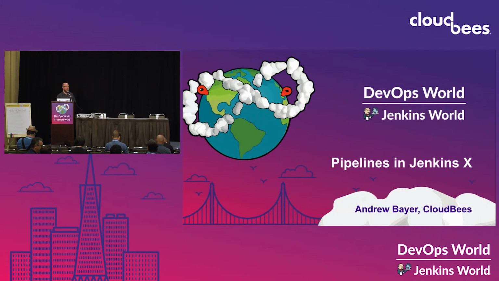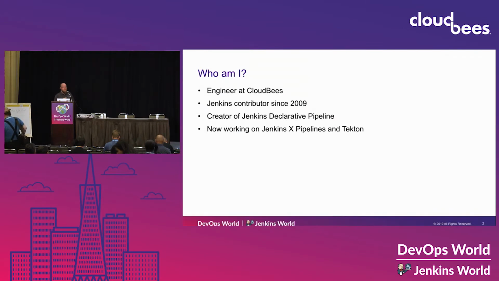Let's get started. This is Pipelines in Jenkins X. My name is Andrew Baer. I'm an engineer at CloudBees, long time contributor to Jenkins, Hudson, et cetera. I created Jenkins Declarative Pipeline, but these days I'm working on Jenkins X Pipeline and Tekton.